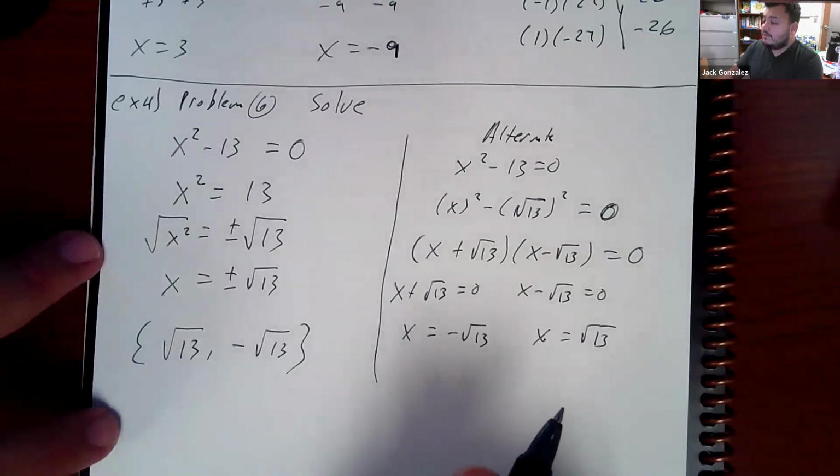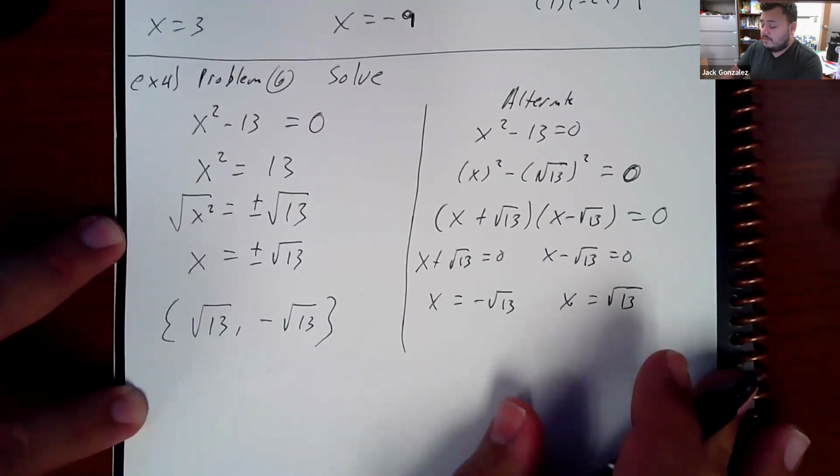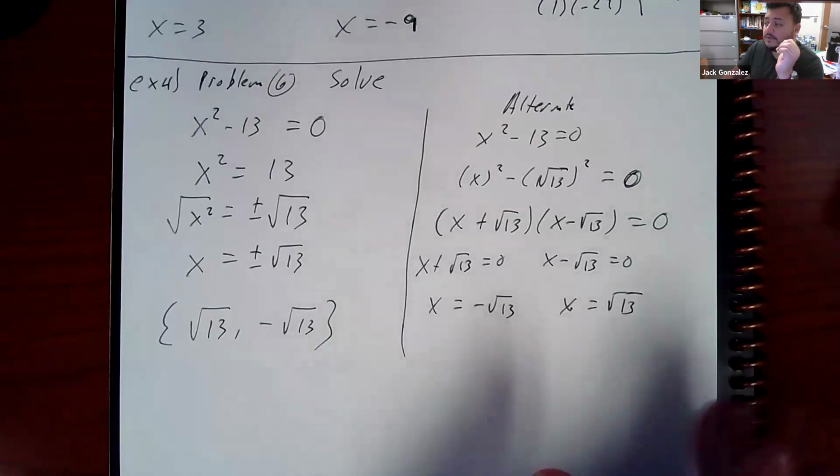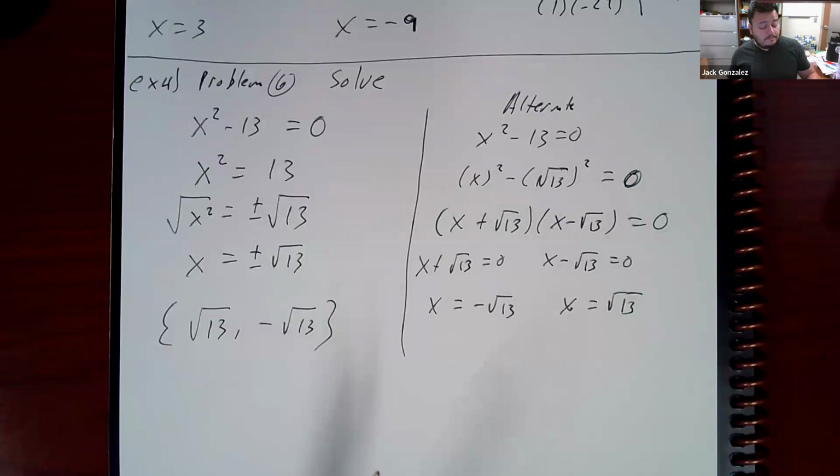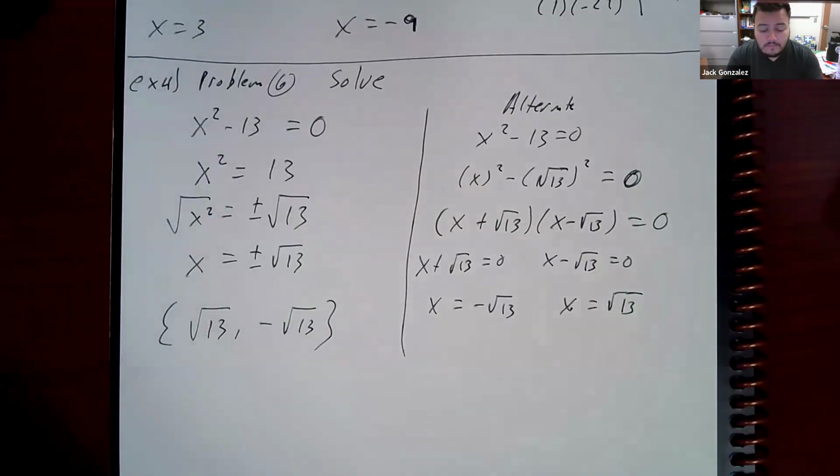So I think this one's easier, but you technically could do difference of squares. But as you can see, it's kind of weird. A little strange.